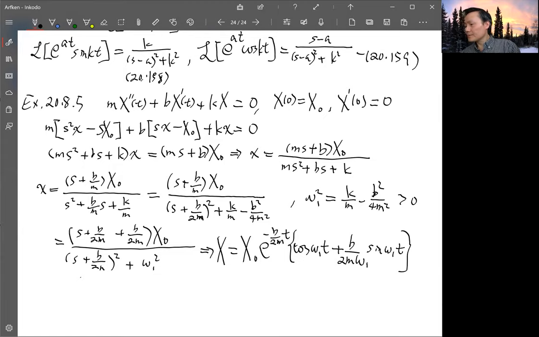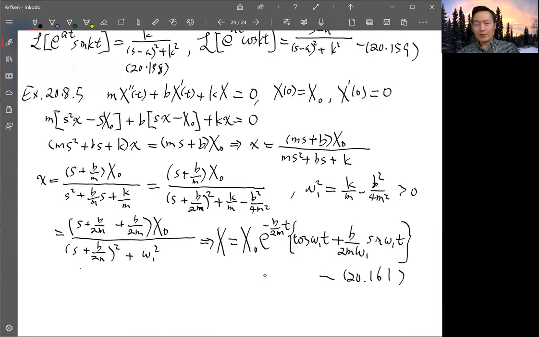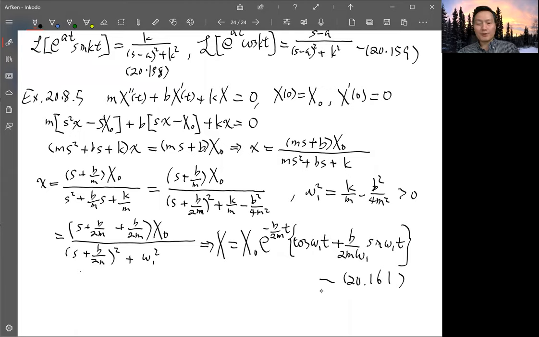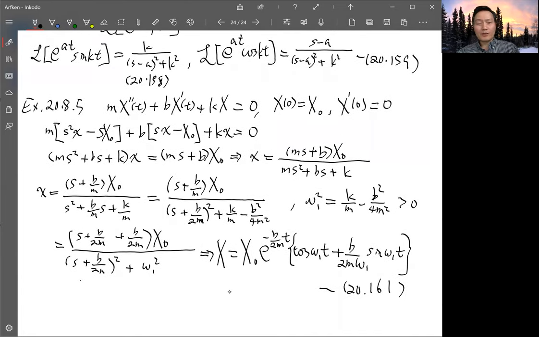Okay, so that is the solution, equation 20.161. Then the next equation is trying to combine this cosine term and sine term into a single cosine function with a phase, and that is elementary. We don't have to do that, but if you want to, you can. This form is also a valid solution. So that is the solution for a damped oscillator. So you can see that if you set b equals zero, this becomes one, this becomes zero, you get back to the simple harmonic oscillator solution.